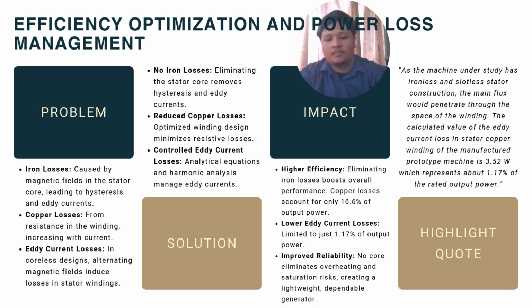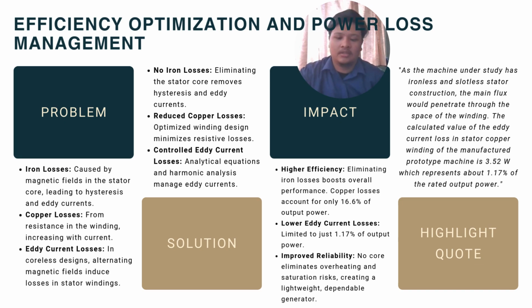For the solution, our approach tackles these challenges through a coreless construction which offers several advantages. First is elimination of iron losses. By removing the stator core, we inherently avoid hysteresis and eddy current losses. Second is reduction of copper losses. Through precise calculation and optimized winding design, we ensure that copper losses are well managed. Thirdly, control of eddy current losses. We use analytical methods and harmonic analysis to keep these losses minimal.